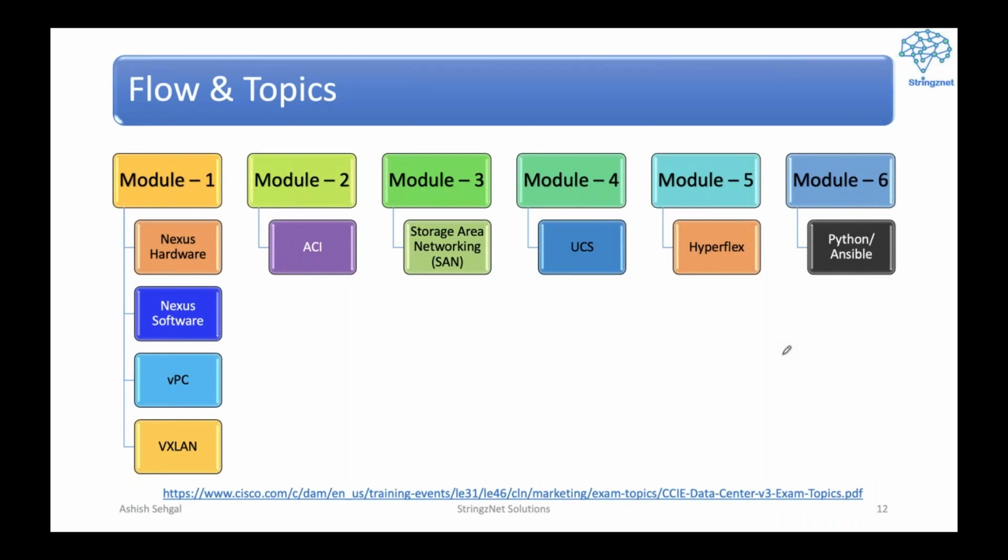We are going to talk about 6 different modules. The very first module is called Nexus module. The second module is our ACI module. The third is storage area networking. Fourth is UCS. Fifth is Hyperflex, and sixth is Python.